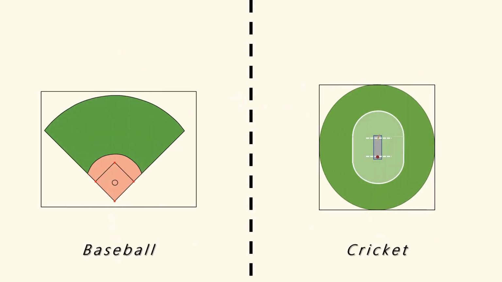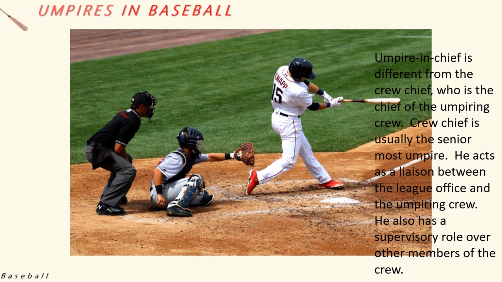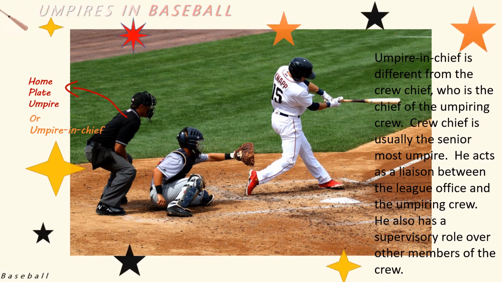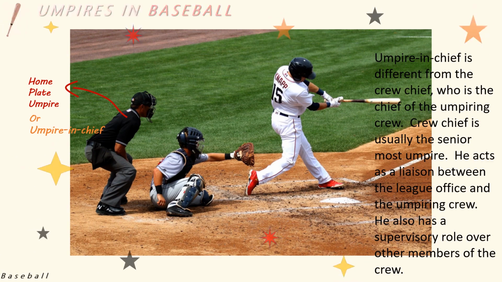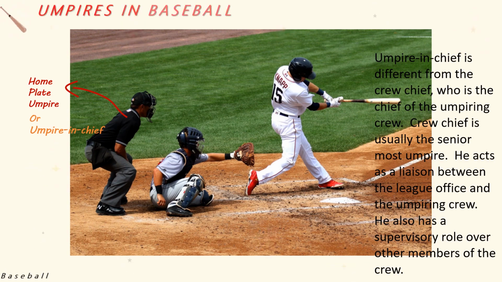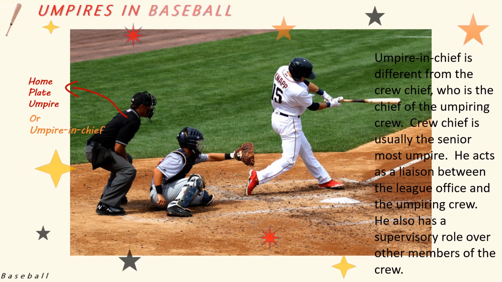Let's now start comparing umpiring in the two sports of cricket and baseball. Let's first start with umpiring in baseball. There are 4 umpires in a baseball game. There is an umpire who stands behind the catcher. He is called the home plate umpire, or sometimes the umpire in chief. This is different from the crew chief, who is the chief of the umpiring crew. Crew chief is usually the senior most umpire.